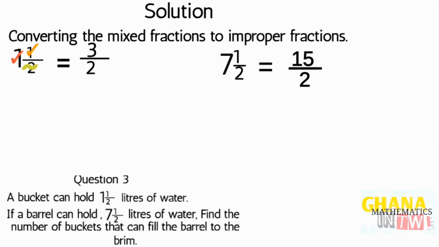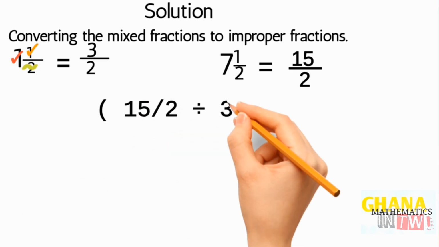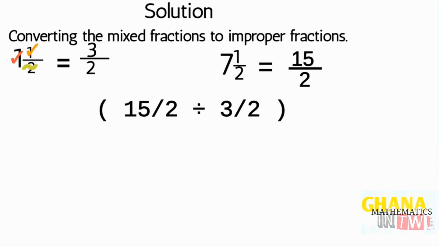Okay, let's tackle the question itself. So the amount of water in the bucket is 3 over 2 in improper fraction. And this 3 over 2, how many times can it fill the 15 over 2, which is the barrel? So we are fetching water from a bucket to a barrel, and it makes sense that barrels are much bigger than buckets. So there must be a certain number of buckets that can fill the barrel. We have 15 over 2 divided by 3 over 2. Analyzing the question, the bucket 3 over 2 will fill the barrel 15 over 2.